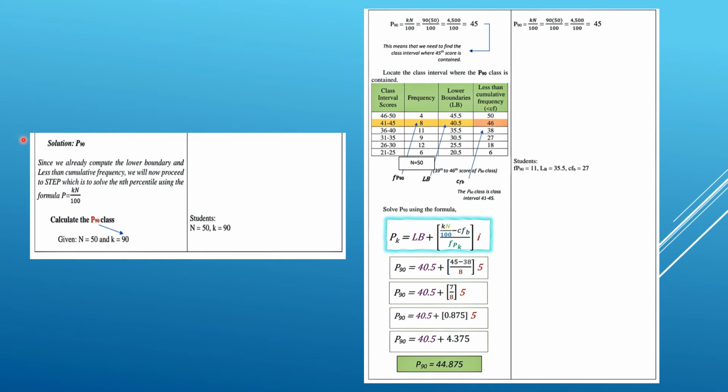Moving on to the second example, this is the solution for the P sub 90. Of course, same process. The students will also solve for the P sub 90 class, of course, here. Its frequency, its lower boundary and cumulative frequency before. And then lastly, they will solve P sub 90 using the given formula with Ma'am Nero.